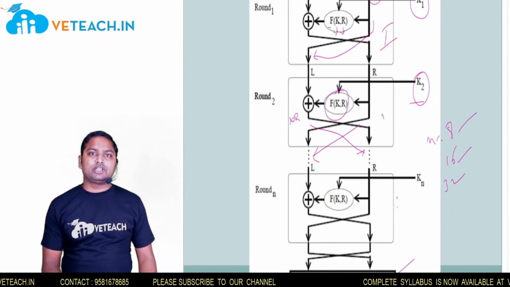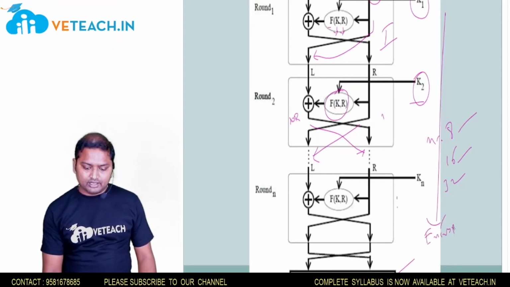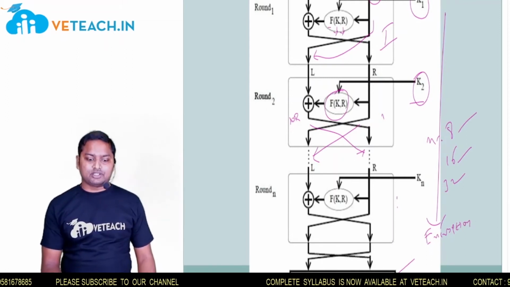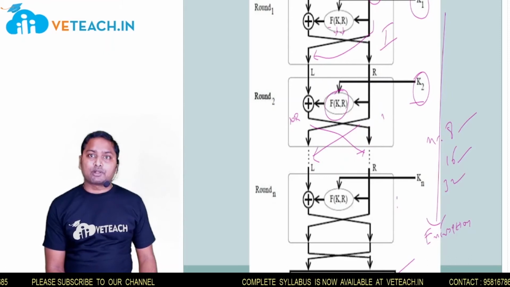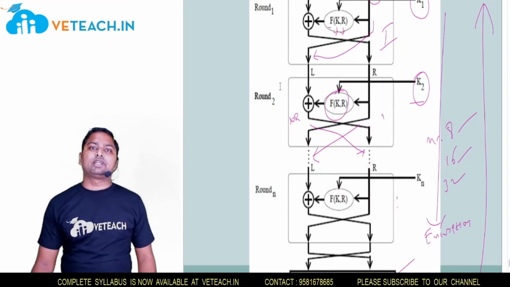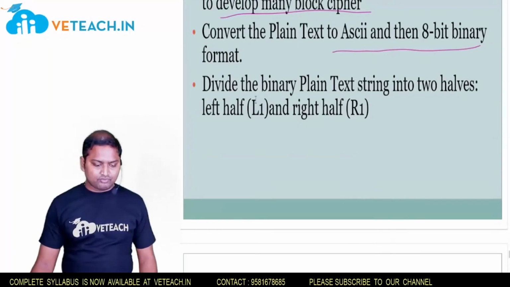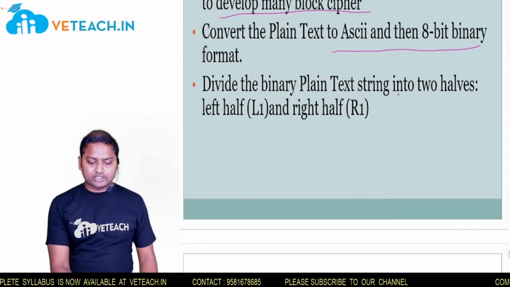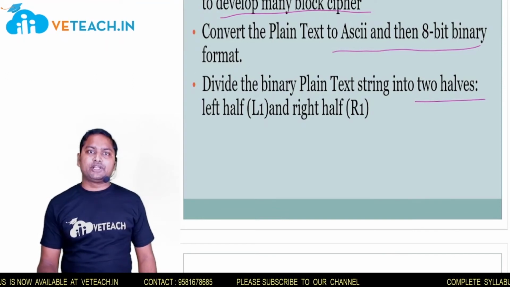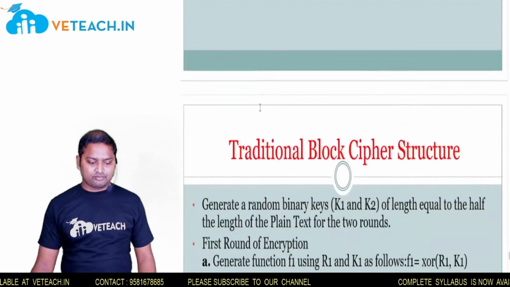The total process is called encryption. This is the encryption process. The decryption process is the reverse process. So we take the cipher block and go through the reverse process, and finally you will get the plain text. Now the same thing I have written here. Divide the plain binary text into two halves. If it is 16-bit, you can split it into 8 plus 8. If it is 32, 16 plus 16.